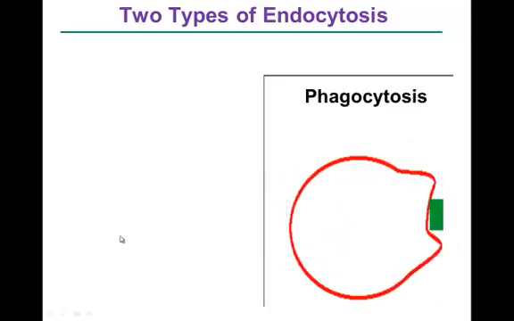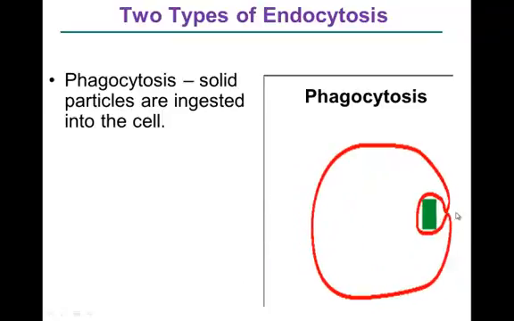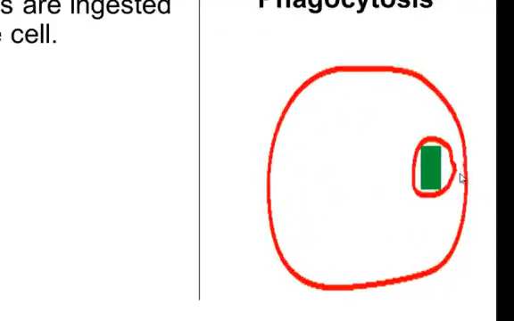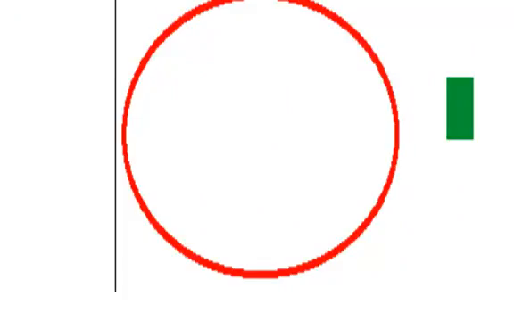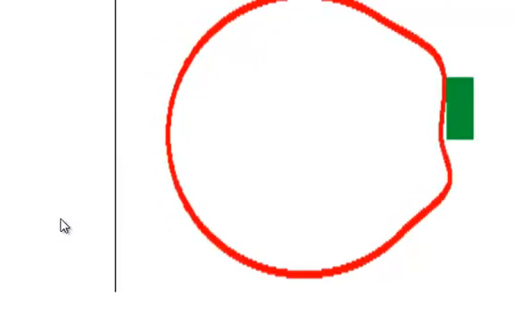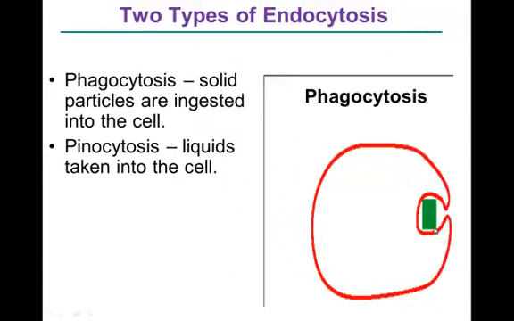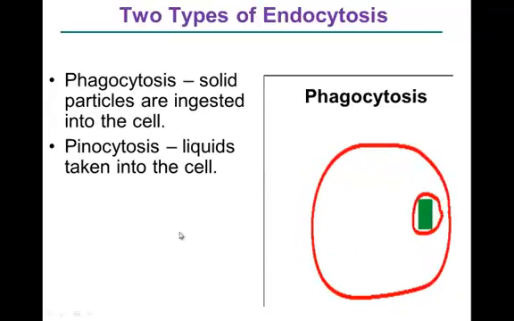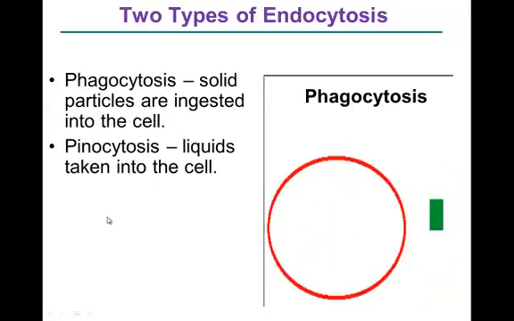In phagocytosis, solid particles are ingested into the cell. So we can see these little green rectangles of food, and there it's ingested by pseudopodia, or false feet, is what they sometimes call these little projections of the cell membrane that surround a food particle. And then a food vesicle is formed inside. And so that's phagocytosis. In pinocytosis, instead of the substance that's being moved inside the cell in bulk being solid, it's liquid. Sometimes phagocytosis is called cell eating, and sometimes pinocytosis is called cell drinking.